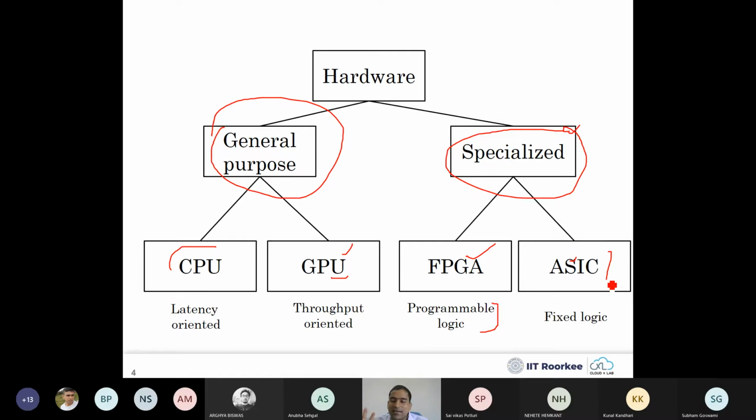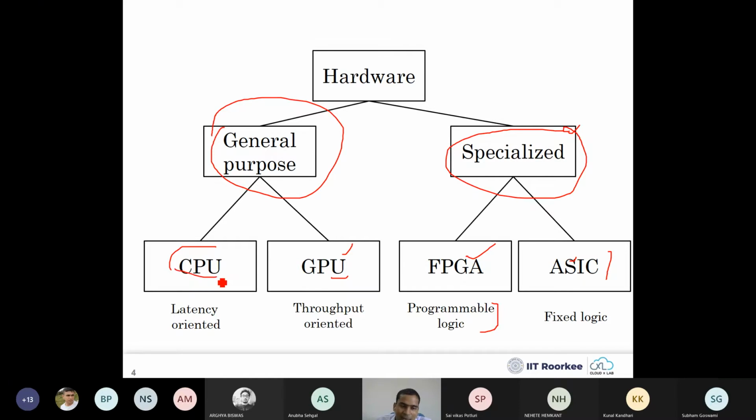Okay, it is just a fixed logic. So now you can see, because ASIC is so much custom built, that means it is so much application specific. For that application, it will give very good performance, very good energy efficiency, whereas for other applications it may not even work. Even if it works, it will give very poor efficiency.